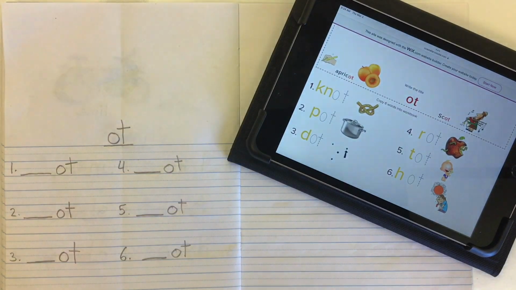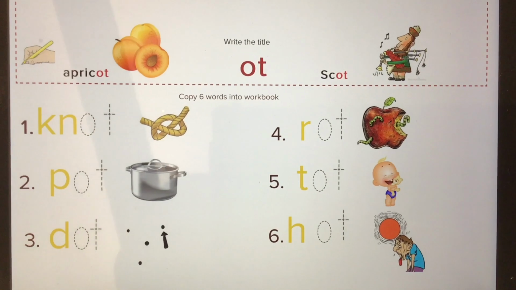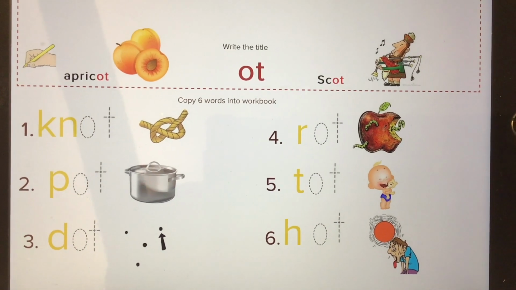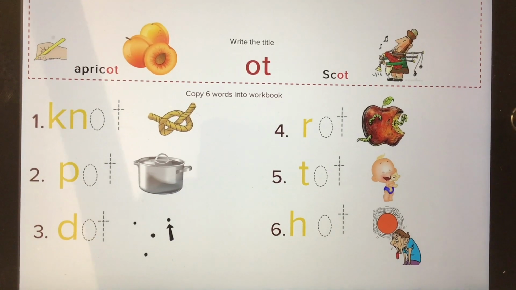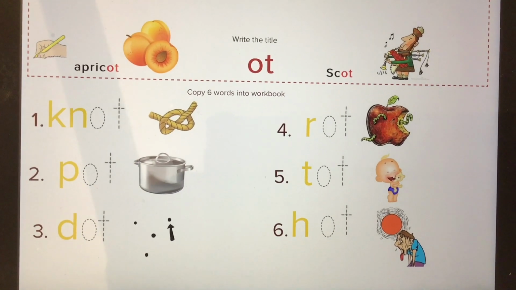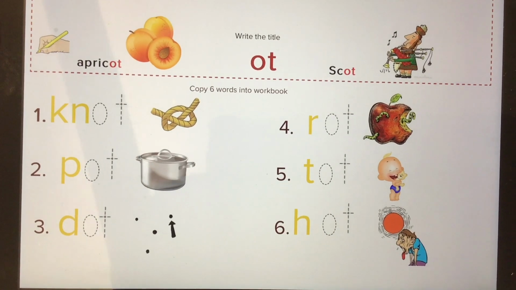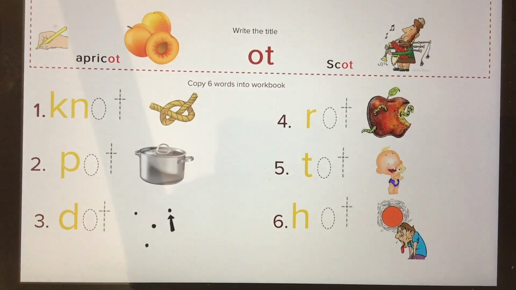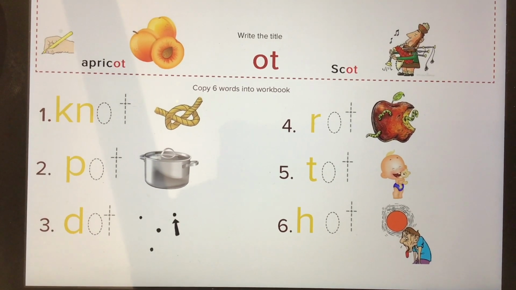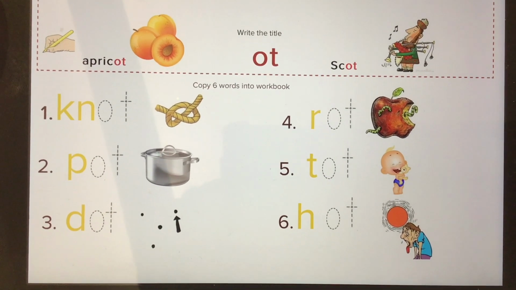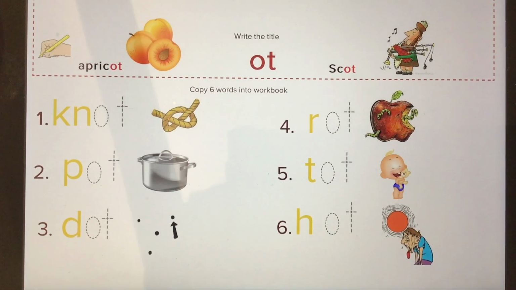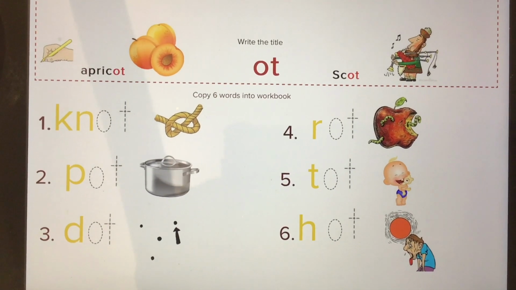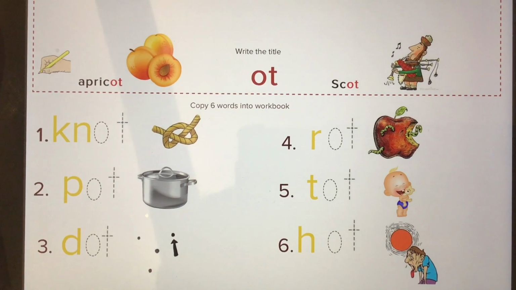Let's take a look at some words that end in ought. So word family word endings with ought could be words like not, that's with the silent K, pot, dot, rot. A little baby can be called a tot. At number 6, we've got the word hot. There's a type of fruit like an apricot, or if you're Scottish, you might be known as a Scot.